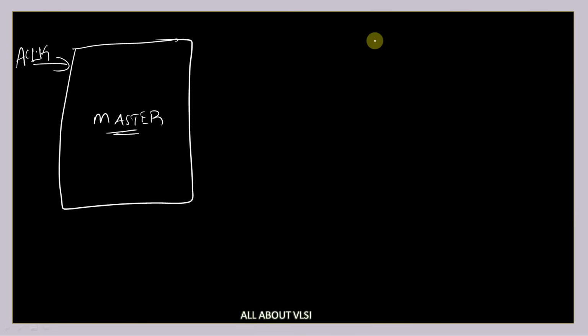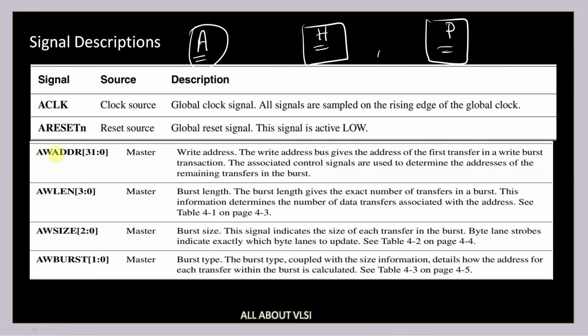The next signal we are going to have is reset n, and it is an active low reset signal. And next is the AW address signal.